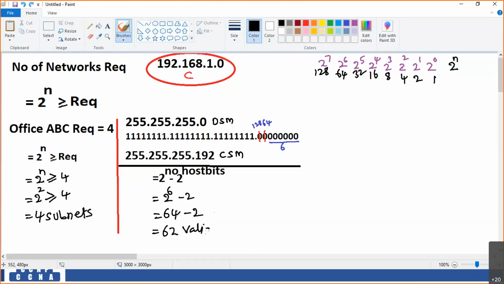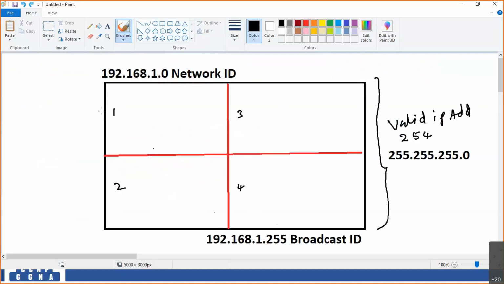What is valid? Valid IP addresses for hosts, for each subnet. So here we have 4 subnets. For each subnet, we have 62 valid IP addresses. Clear? In the first subnet, there are 62 available. For the second subnet, 62 IP addresses are usable. Even the third subnet, 62 usable addresses. Fourth subnet, 62 usable addresses.